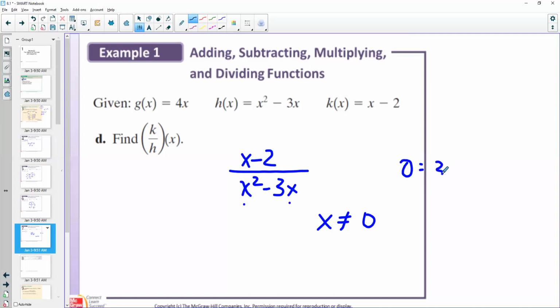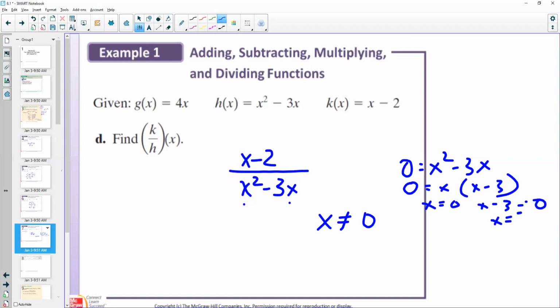Remember how we do this. When we find the domain of something, we set the denominator to 0, and we solve for x. So I get 0 equals x squared minus 3x, factor out an x, x times x minus 3. So I get x equals 0, and x minus 3 equals 0, so x equals 3. These are the two things that I have to exclude because they make a denominator that is 0, and that's not okay, that's undefined. So I have to say when x is not 0 or 3, and then it's finished.